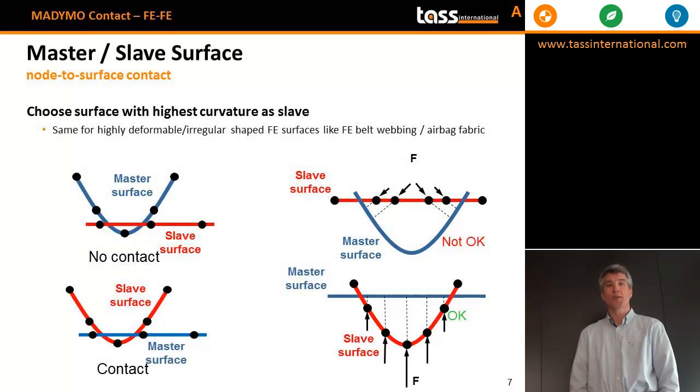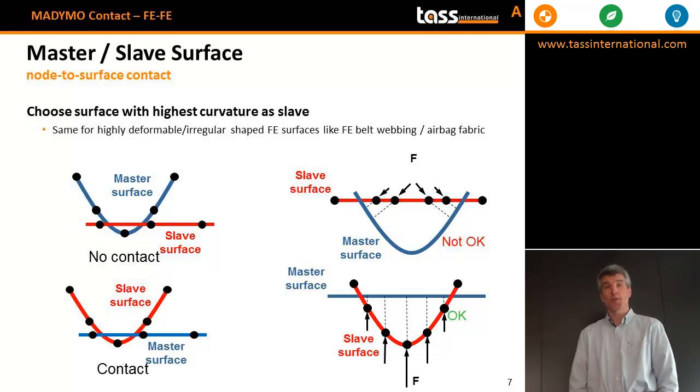Let's focus on the highest curvature. As said, ideally that should be slave. At the left side, on top, you see a master surface which is penetrating the slave surface. In this situation, there are no nodes of the slave entering the master surface, and for that reason there is no contact detected. Below, the surfaces are swapped. In such a situation, there is contact detected.